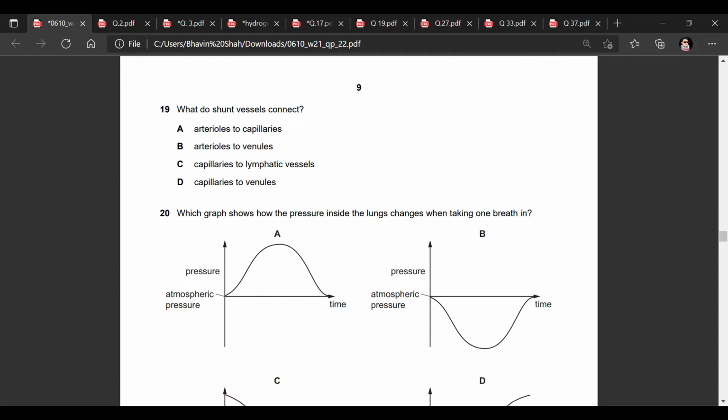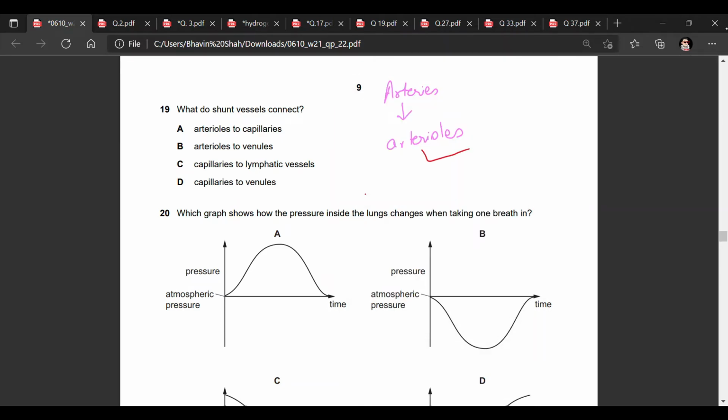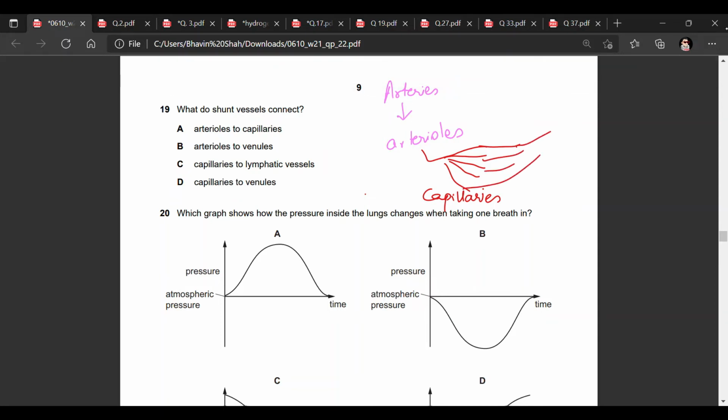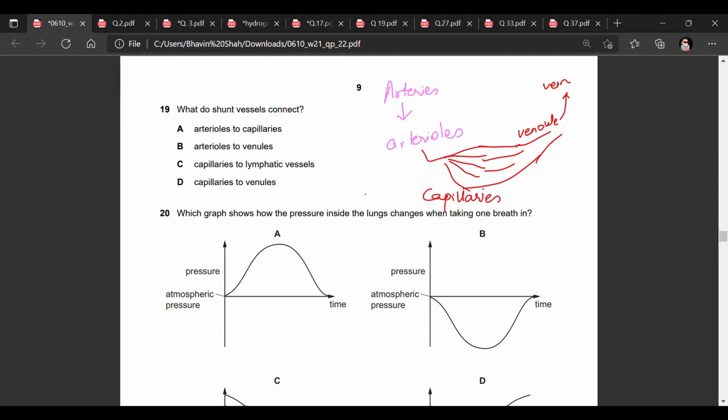Moving to the 19th one. What do shunt vessels connect? For this we need to understand that there are arteries. From arteries they form what are called the arterioles. From these arterioles, they branch into tinier vessels called the capillaries. Capillaries will merge to form veins. So basically, first there will be a venule, then there will be a vein. Okay, so what do shunt vessels connect? They are going to connect the arterioles to the venules. Shunt vessels basically are a bed of capillaries.